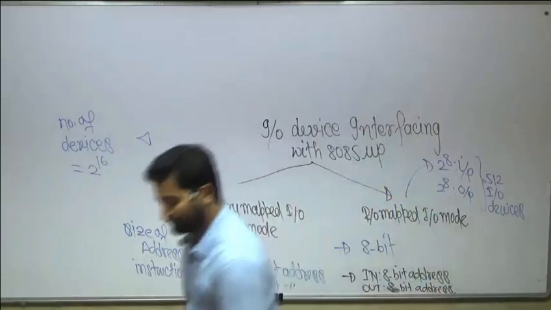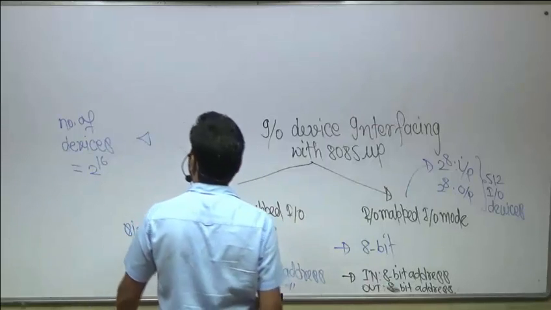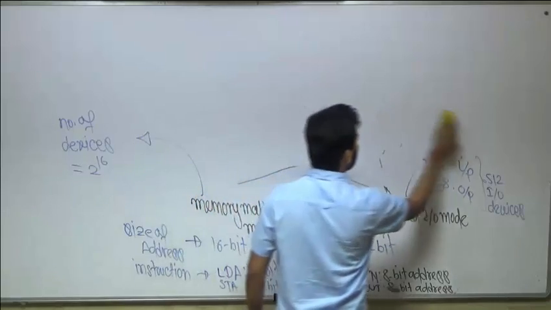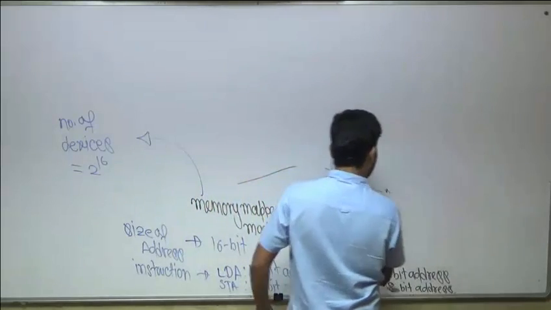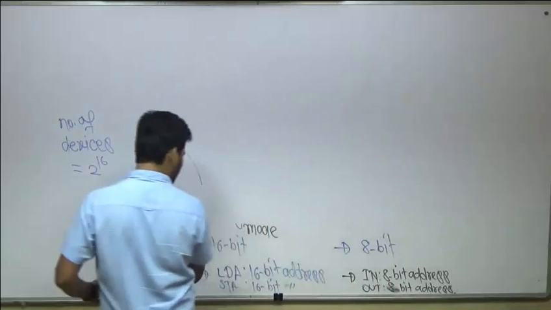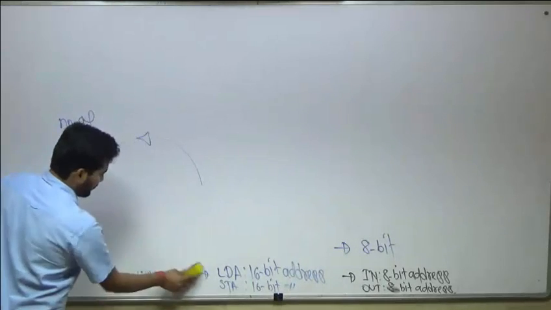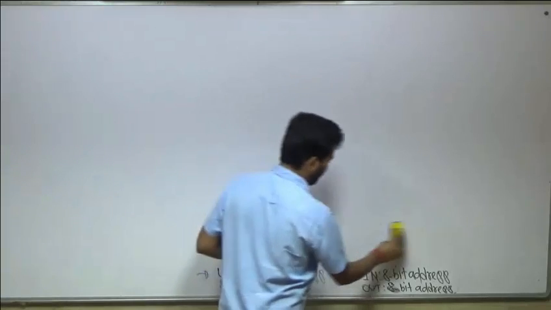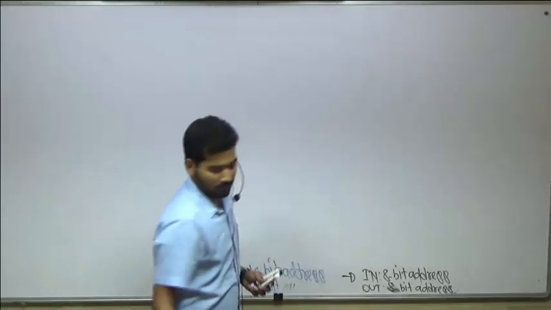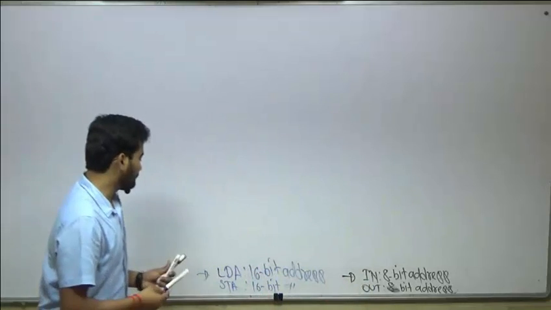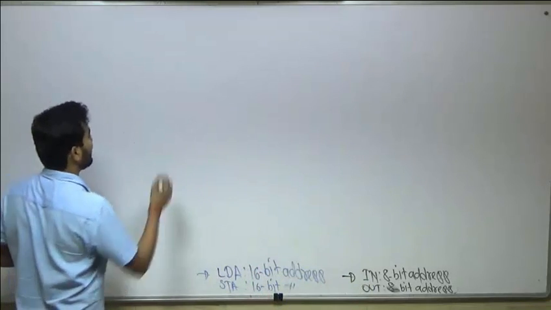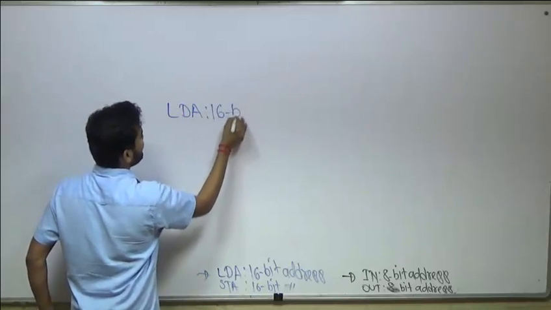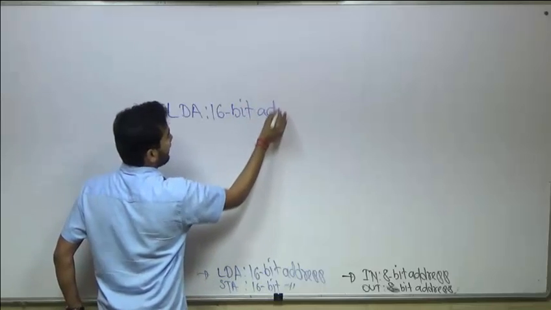Now, how will we connect these input output devices in these two modes? Before that, I'll explain what these instructions are: load accumulator, store accumulator, IN and OUT. First I'll explain load accumulator 16-bit address.